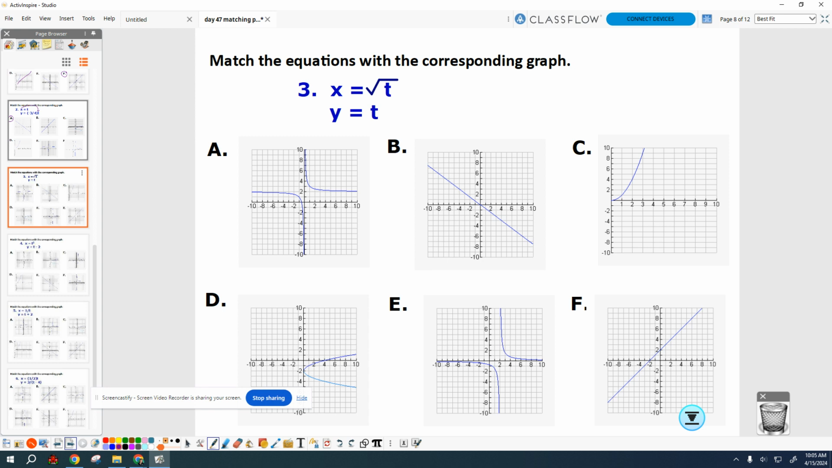Well, for what me and Van did, we plugged in 1. Plug in 1 for t? Yeah. So if you plug in 1 for t, root 1 is 1, so that's the x that you're finding, and then y equals 1. So if you look at C, you got 1, 1. And if you look at every other graph, there's no 1, 1. Okay, so that is one valid way to do it. One coordinate, but what if it works for more than one place? Then you would have to do more plugging in.